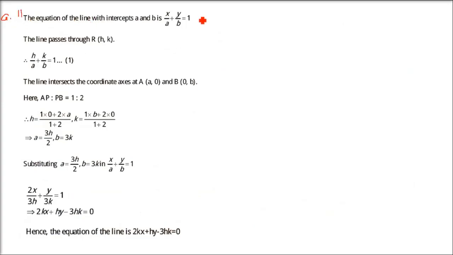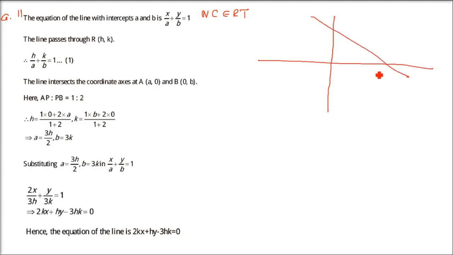This is question number 11. This is also an NCERT question. Find the equation of the line where the point (h, k) divides the line segment between the axes in the ratio 1:2 and the line cuts off intercepts on the axes whose sum is 9. So we assume the equation of the line with intercepts a and b, x by a plus y by b equals 1. The x-intercept point is (a, 0). The y point will be (0, b). There is a point (h, k) somewhere here. It divides the line in the ratio 1:2.